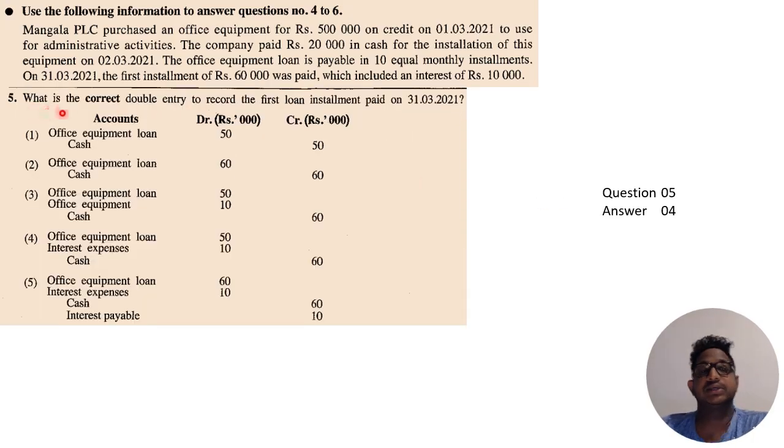And here they are asking what is the correct double entry to record the first loan installment paid on 31st March 2021. The correct answer should be office equipment loan debit 50, interest expense debit 10, and cash credit 60, because you are paying the total installment of 60 in cash. When you are paying cash, the cash account should be credited. But that 60,000 includes interest of 10. That interest is an expense, so the interest expense account is debited. You are paying a total installment of 60 and that includes 10 interest, so the other amount, 50, is the amount that you are paying for the loan. That's why the office equipment loan is debited 50. Okay.